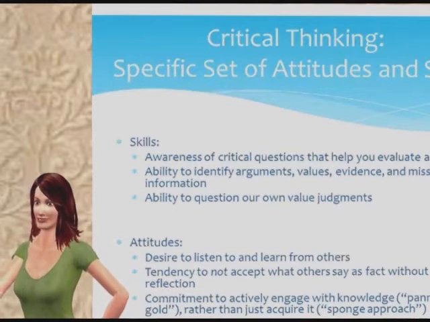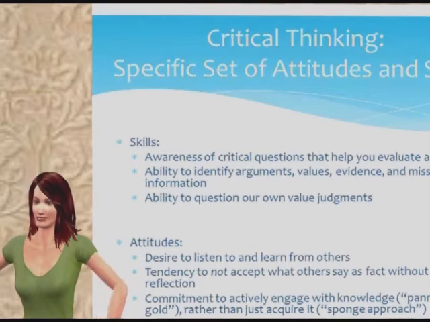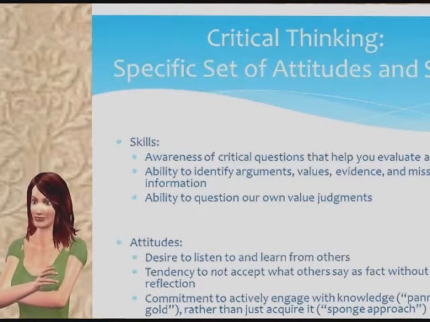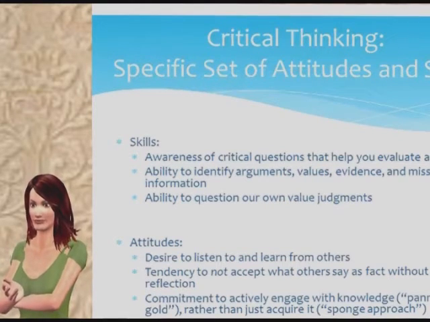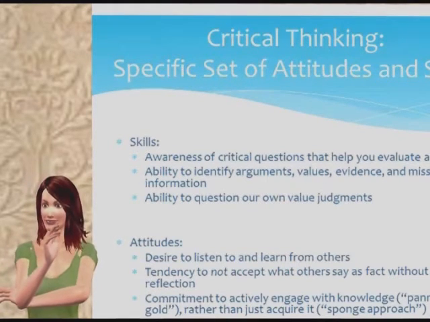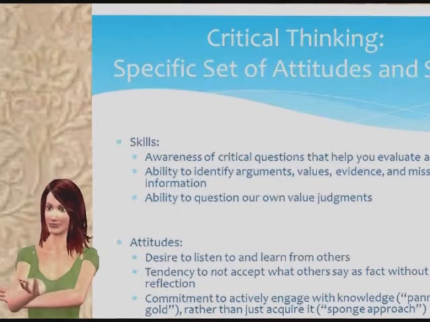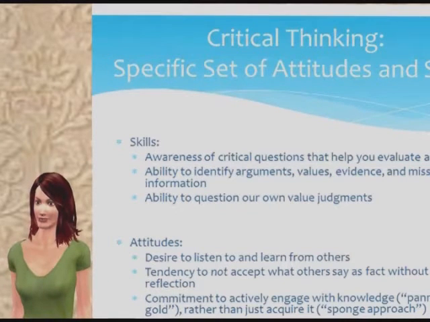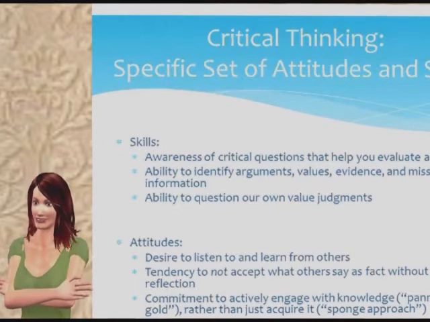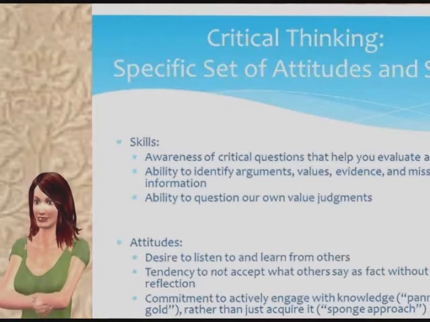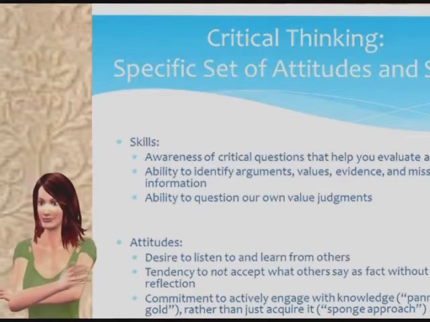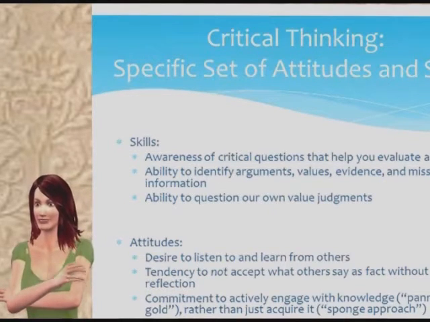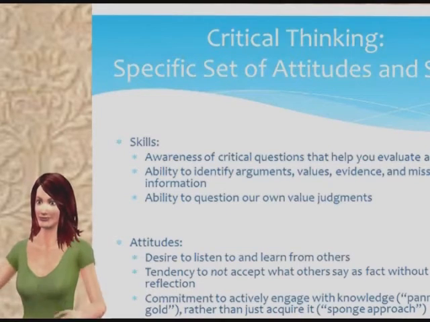Right? So we want to really actively engage with the knowledge and the information that we encounter on a daily basis, and not just acquire it, right? Don't just accept it as truth with a capital T, right? That's the sponge approach, right? If you've got water, say, on a counter and you set a sponge on it, right? That sponge just soaks up that water, right? We don't just want to soak up information without critically reflecting on it. So being able to have an attitude of always trying to strive for that panning for gold rather than the sponge approach is also very important for a critical thinker to develop.